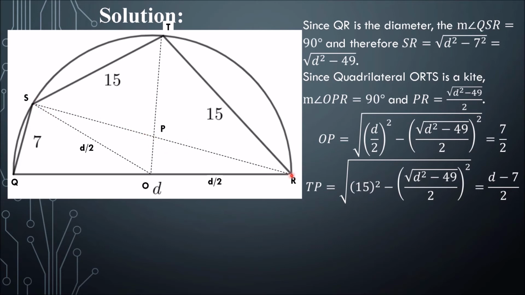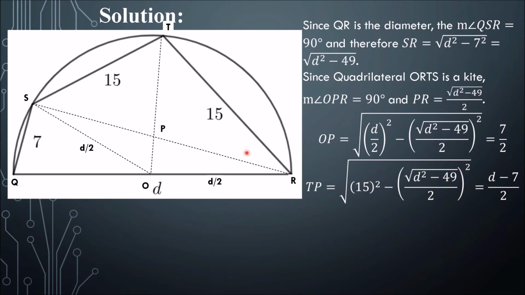So since SR is equal to the square root of D squared minus 49, we divide that by 2. That is PR: the square root of D squared minus 49, over 2. Next, let's have OP. Using the Pythagorean theorem, we have the square root of D over 2 squared, this is the hypotenuse, minus PR, that's the square root of D squared minus 49 over 2, squared. Simplifying that, we have 7 over 2. So OP is equal to 7 over 2.